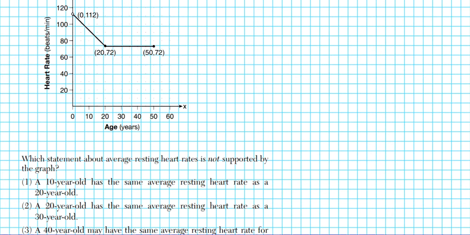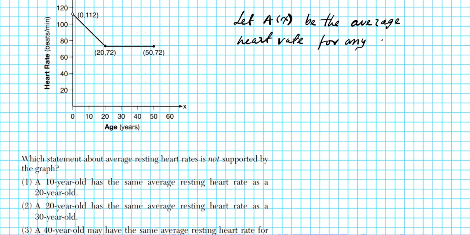So let's say let A of x be the average heart rate for any age x. Okay, so let's take a look at the first statement. First statement is a 10-year-old has the same average resting heart rate as a 20-year-old. So let's test statement 1.